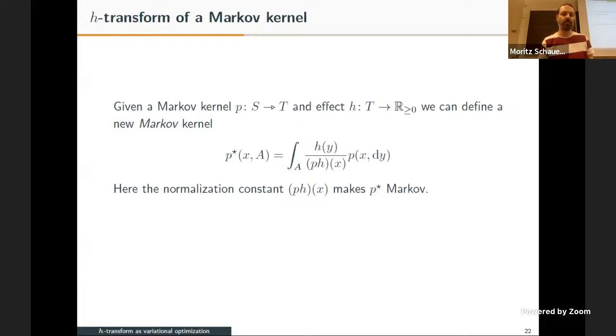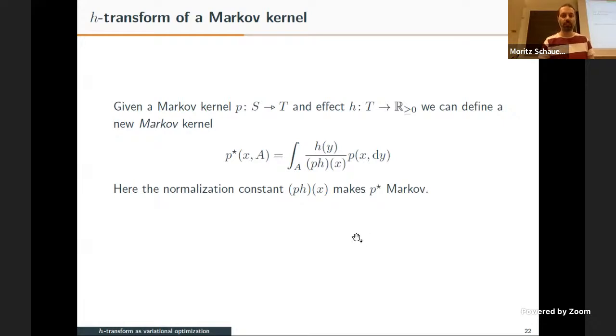So let me first define the H transform. I start with a Markov kernel P and a function H, which I call these positive functions effects. So it's a function H, or likelihood function, on Y. And I'm using this to give the kernel P a weight for each Y. And what you see there in the denominator is exactly what you need to put there to make P star a Markov kernel.